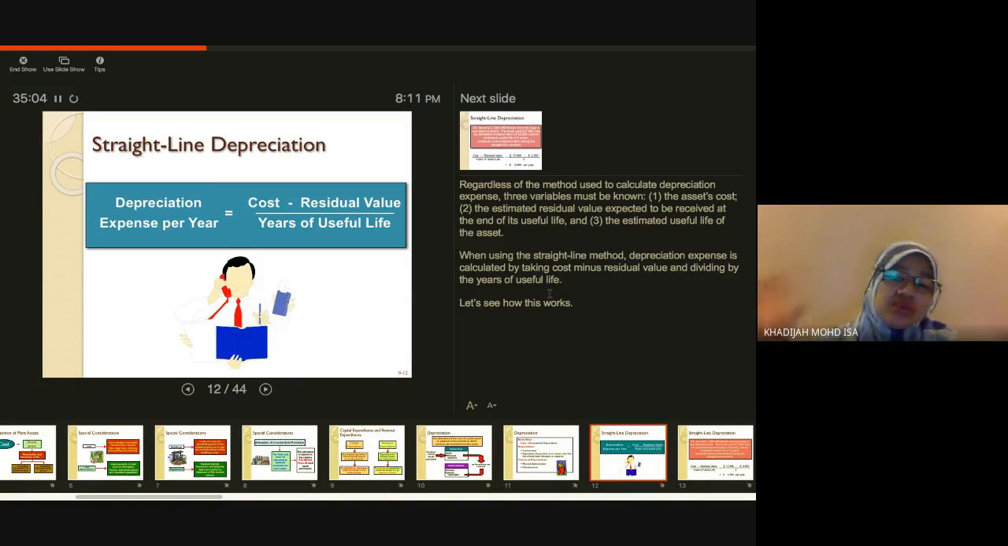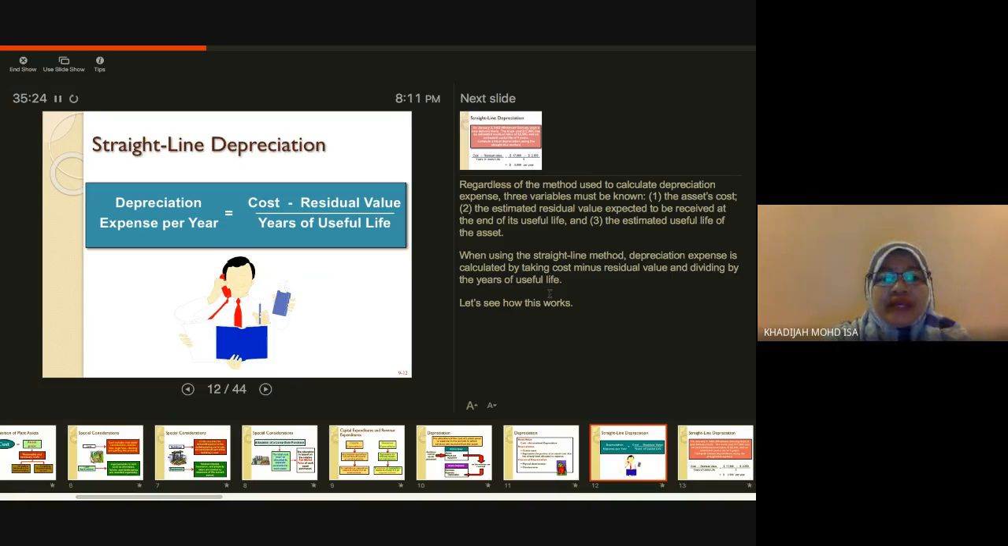So if there is no residual value, the depreciation is higher. But if you do have residual value, then depreciation is lower. So this is the only formula that you're going to use for this course. I will only test you using this formula. There are many other formulas.